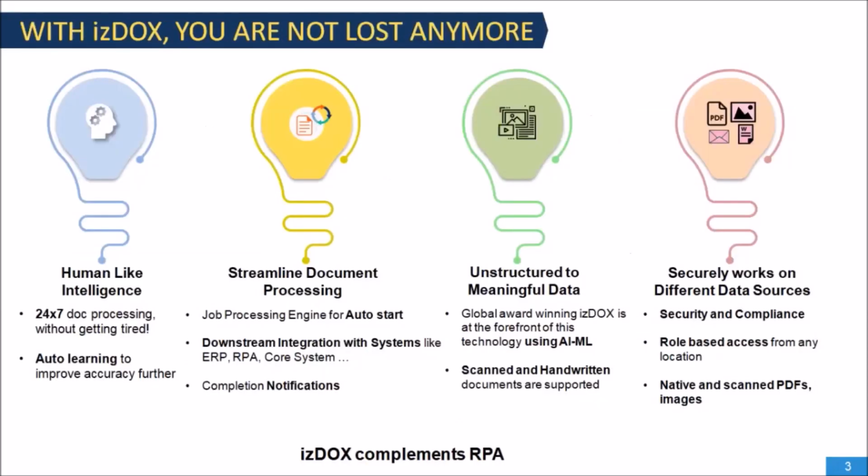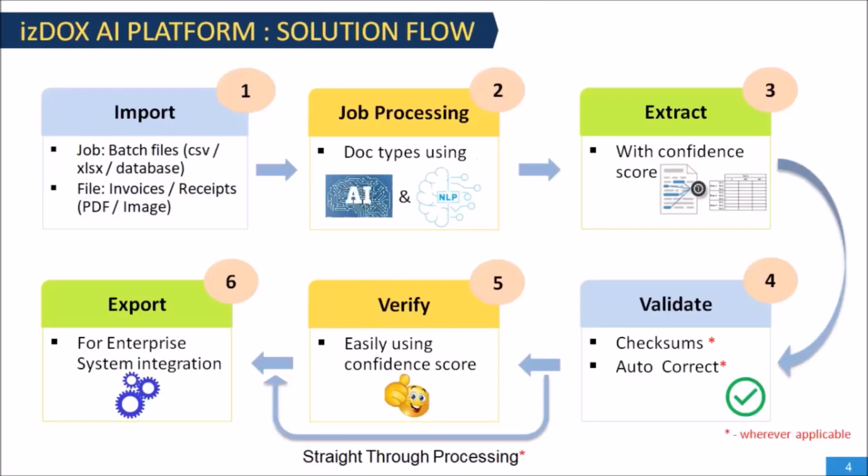EasyDocs AI platform solves this problem by improving over 60% productivity. Processing cycle time is around 30 seconds per invoice. EasyDocs platform is template free and works perfectly on any format of invoices. How does the AI platform work?